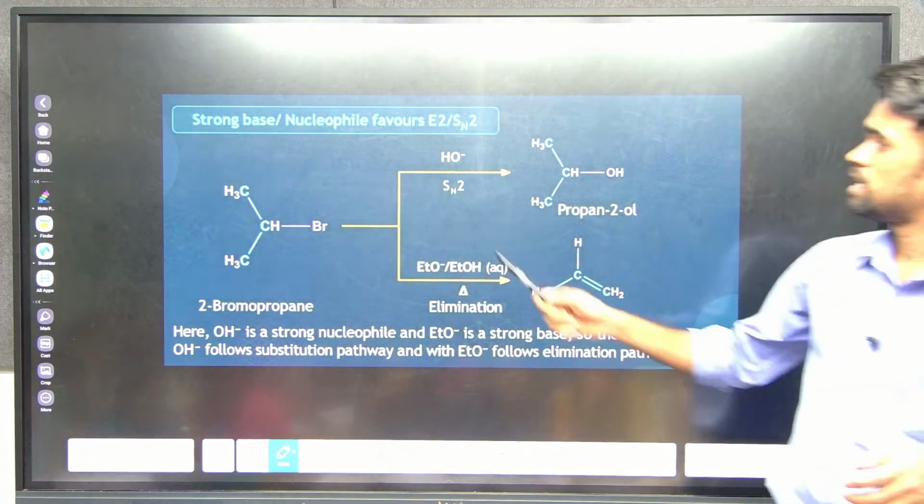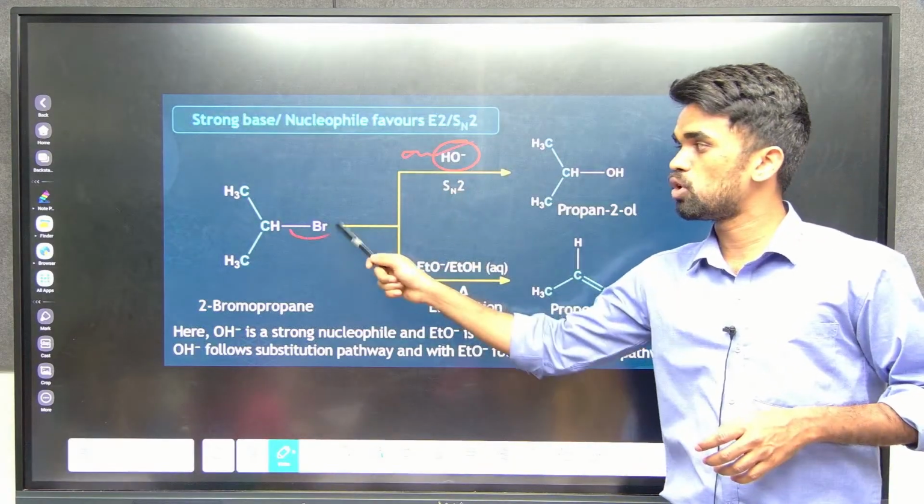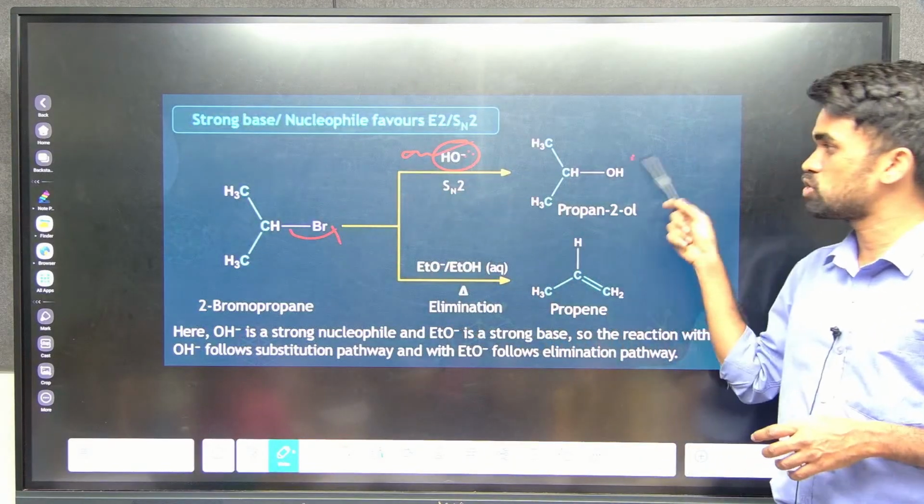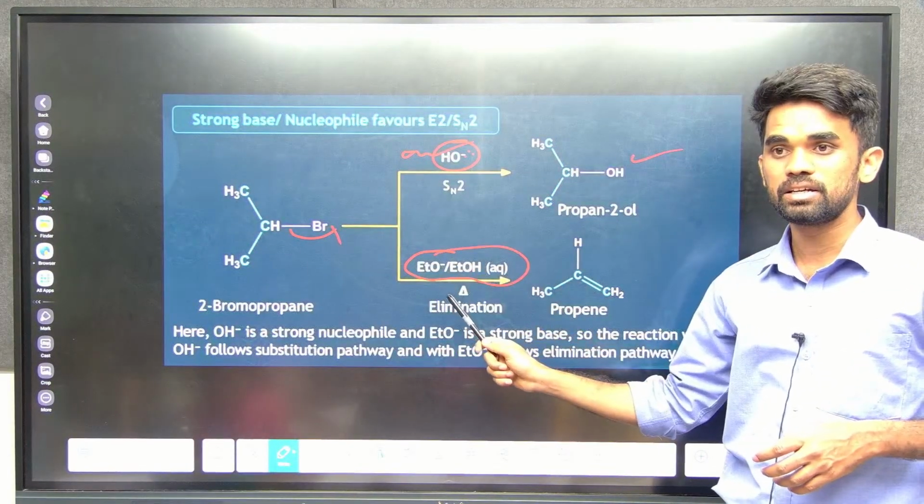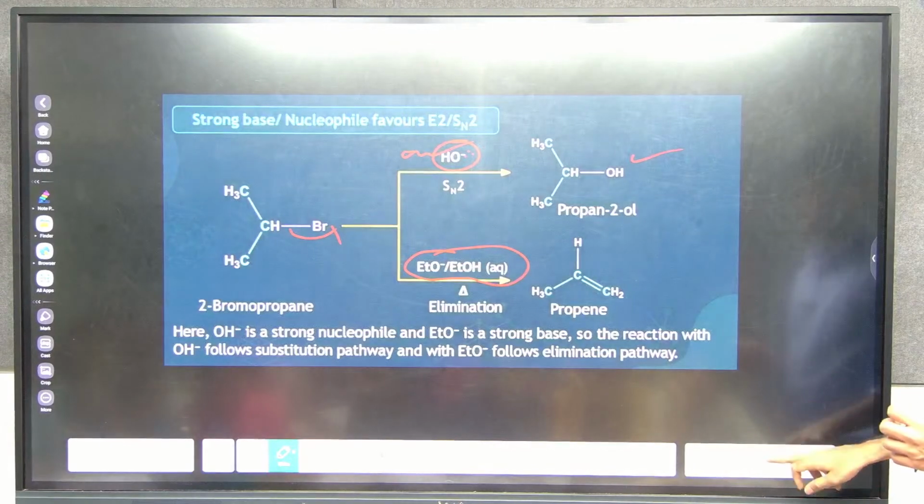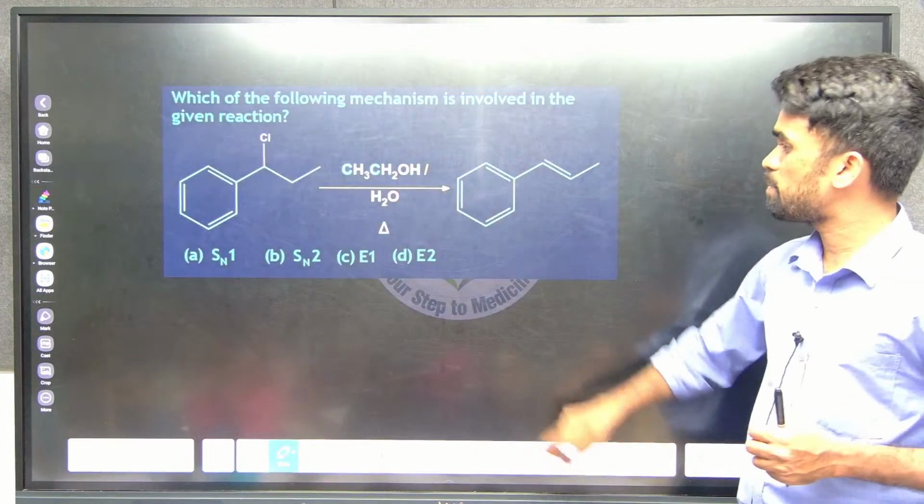See, here if they mention simple OH minus or aqueous OH minus ion, what happens? Bromide is replaced by OH minus. Substitution takes place. If they mention something like alcoholic ethoxide ion, then elimination. Perfect. See what is happening in the reaction?